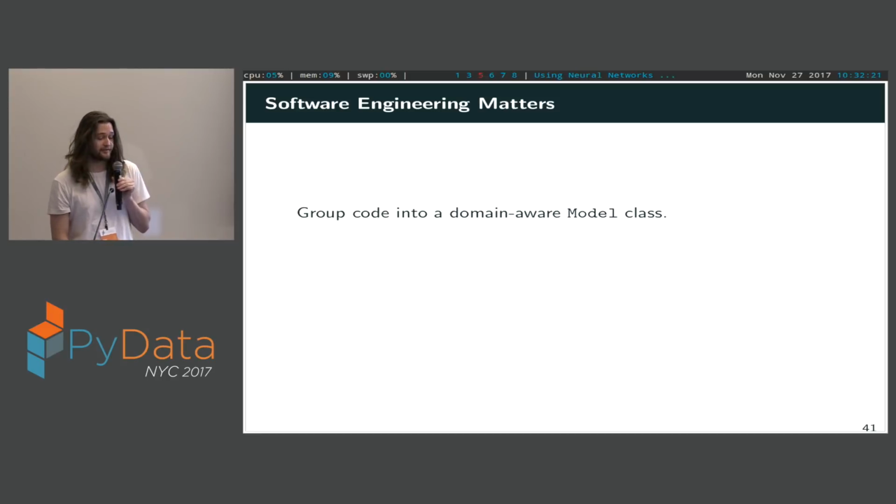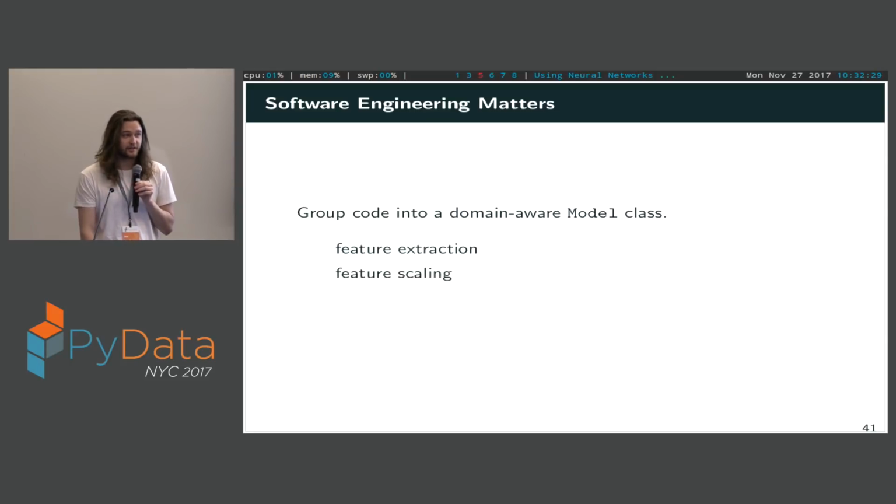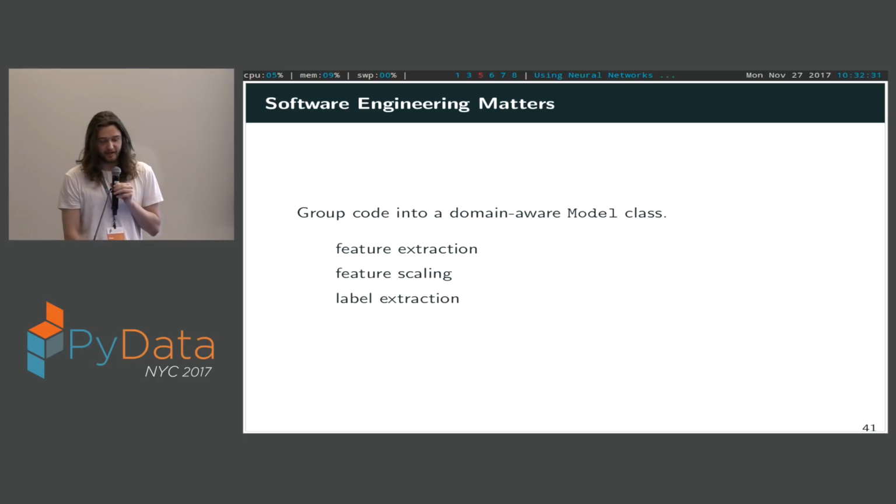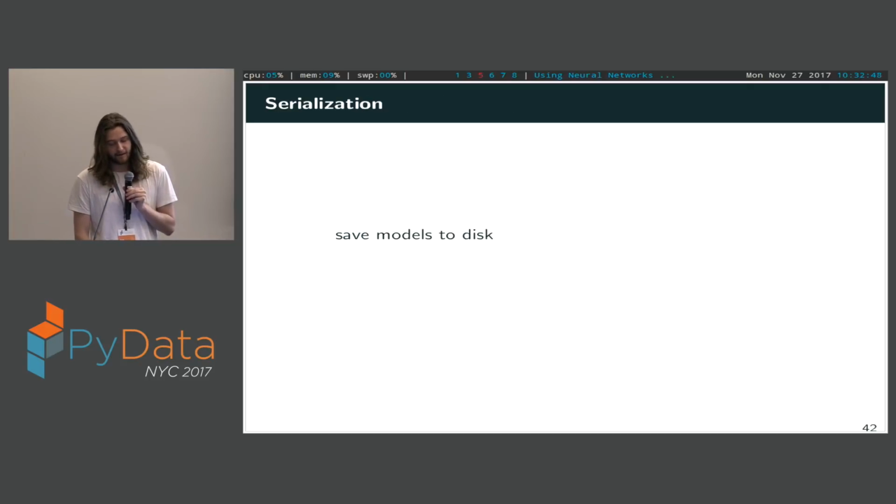Software engineering still matters. So one thing I found really helpful is to group all my models into domain-specific objects, which handle things like feature extraction, scaling, label extraction, and managing the Keras model. This lets me change the implementation of my model later and not have to fix everything else. It's not just 100 functions scattered around. I just call fit and predict, and it takes domain objects and returns domain values. And this also facilitates serialization.